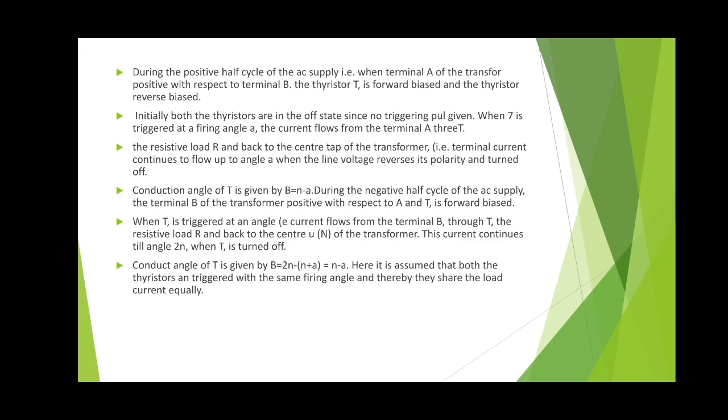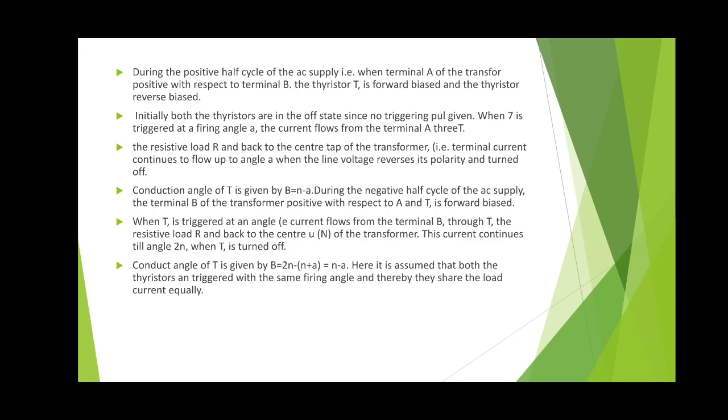The current continues to flow up to the angle pi, when the line voltage reverses its polarity and T1 is turned off. So the conduction angle of T1 is given by beta, which is equal to pi minus alpha. Angle alpha is the angle of firing or delay angle, and unless and until the gate trigger is applied, the SCR will not go into conduction even if it is forward biased.